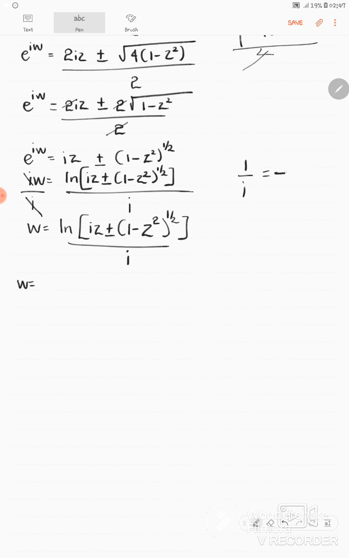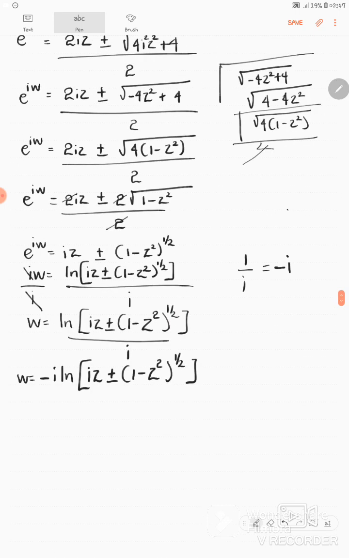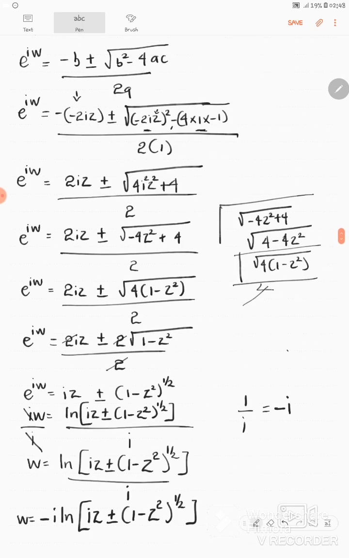1 over i equals minus i. It's not going to be i raised to power minus 1. No. When it's 1 over i, we're going to have minus i. That's now minus i ln, open bracket, iz plus or minus 1 minus z squared, close bracket raised to power 1 over 2. Therefore, we have our w equals minus i ln of iz plus or minus 1 minus z squared, close bracket, raised to power 1 over 2.